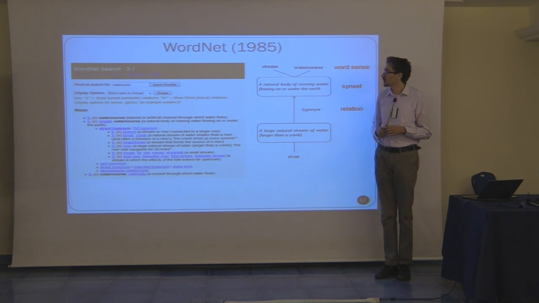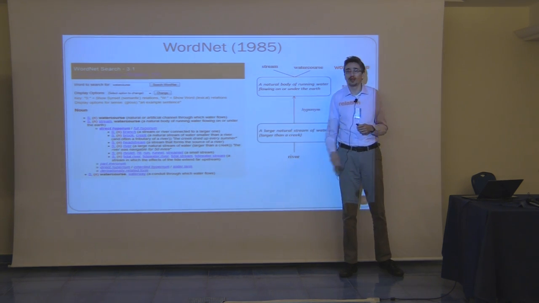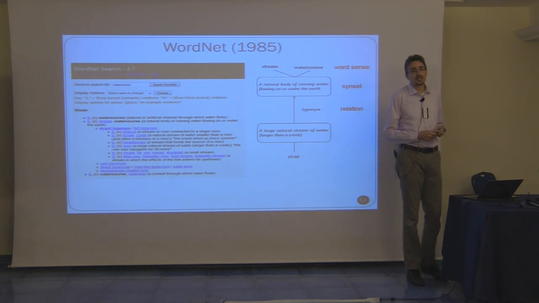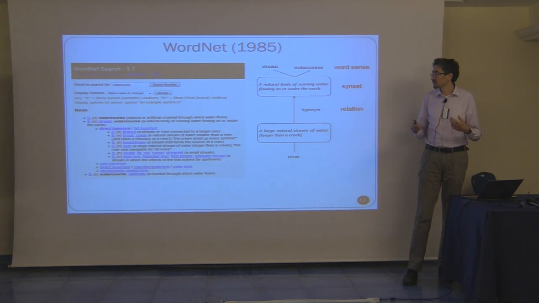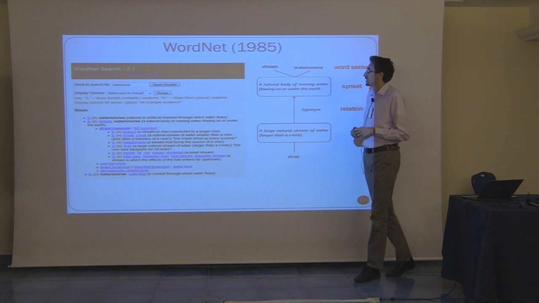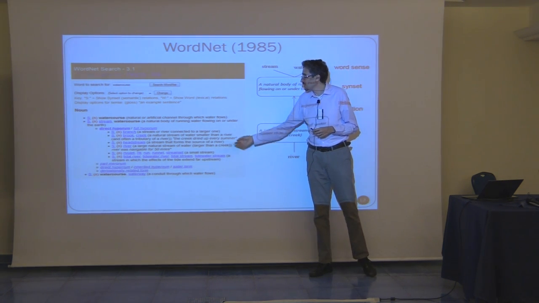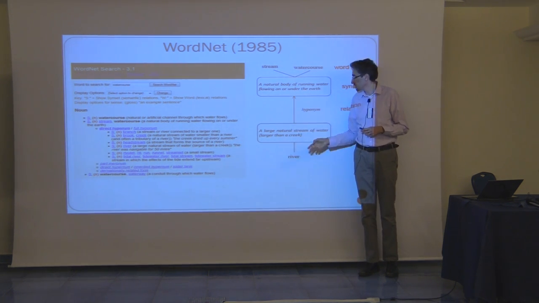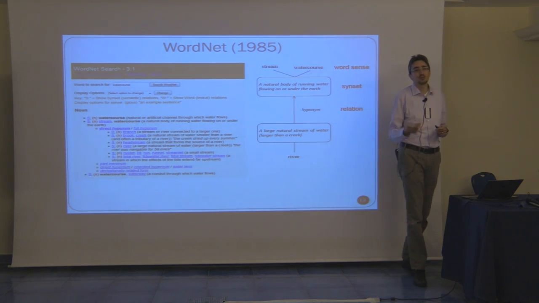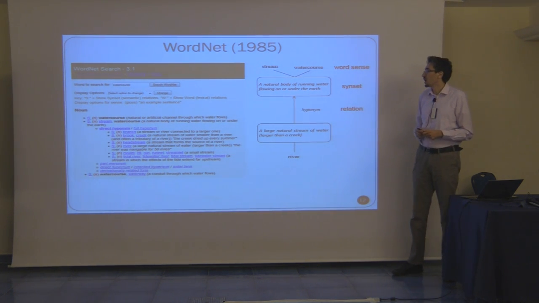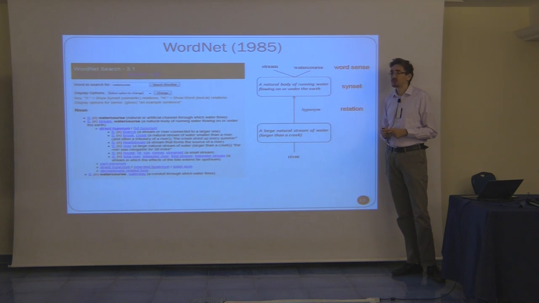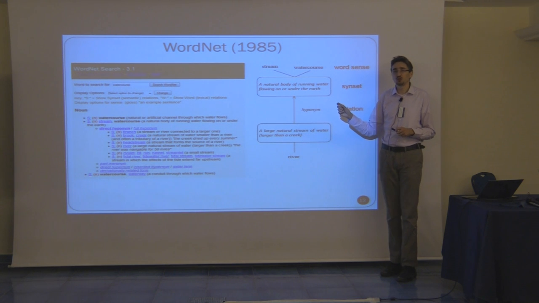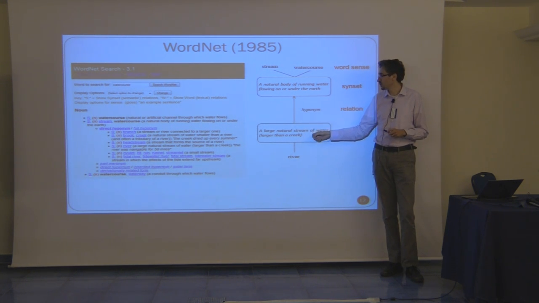However, here there is not a strict distinction between what in an ontology would be called classes of objects and individuals. So here you can find terms like stream and river, but you can also find actual individuals like Ischia, for instance. Even if in the most recent versions, what they did is to distinguish between the two by marking them explicitly as individuals and connecting them with the class through an instance hyponymy relation.